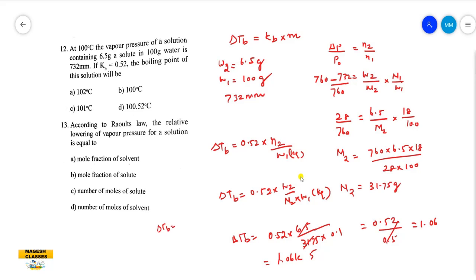Delta Tb is equal to T minus T0. Here the question is the boiling point of the solution. So T is equal to del Tb plus T0. So 1.01 plus 100, the boiling point of water. So this is equal to 101 degrees Celsius. Your answer is C.